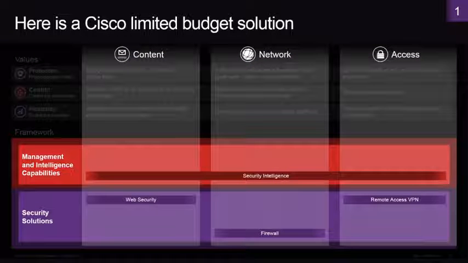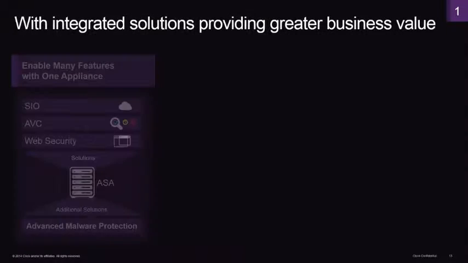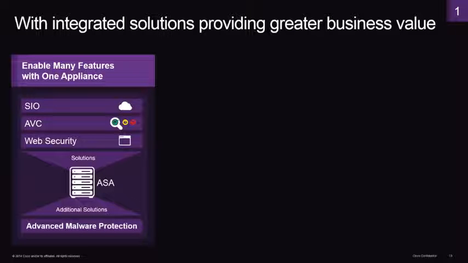For the small business scenario, Cisco may recommend a single appliance solution that meets the customer's needs by providing security solutions such as web security, firewall, and remote access, complemented by security intelligence. Together, these solutions provide the coverage and flexibility needed to deliver protection on a limited budget. To save money, the customer can deploy SIO, web security, and application visibility and control on the same ASA appliance, negating the need to buy multiple appliances. The customer could also add on advanced malware protection to the same ASA if their security needs change.